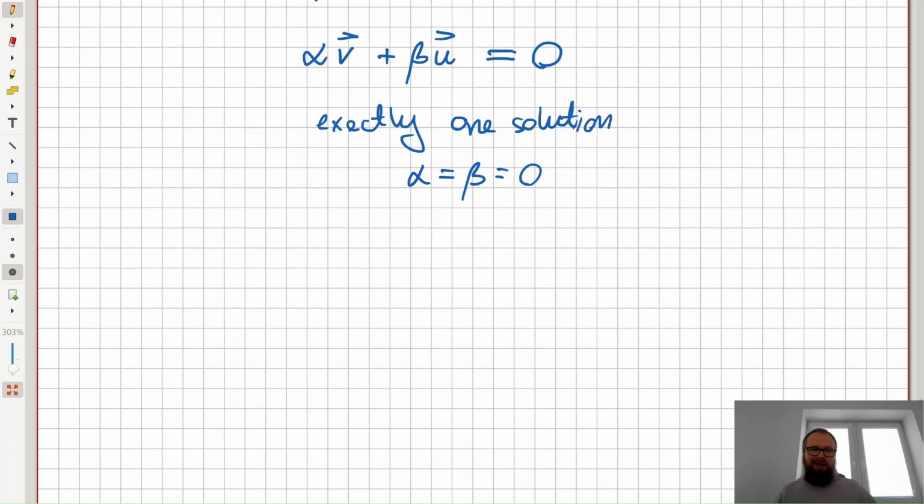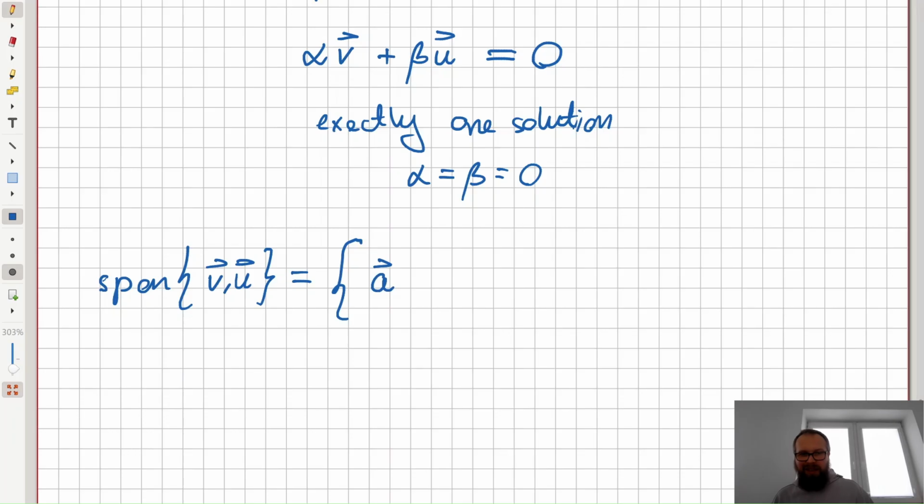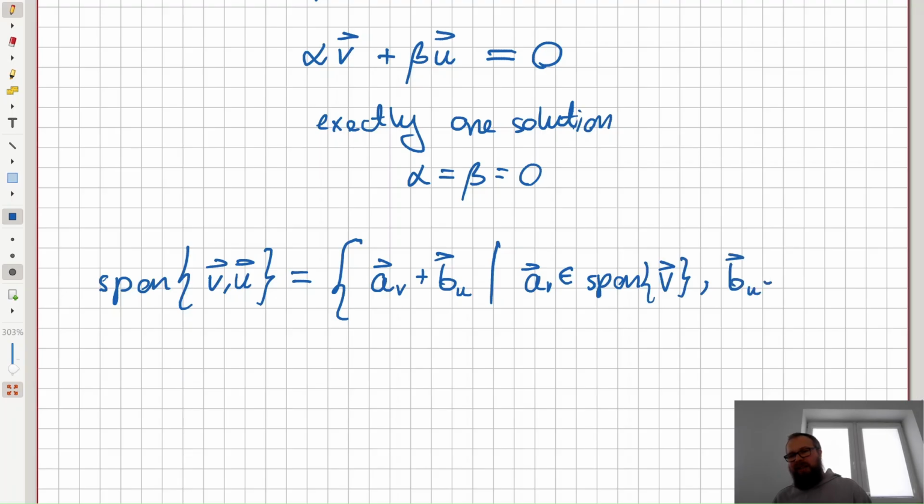So let me write it like this. Span of V and U. So I take two linearly independent vectors. So this will be a set. Let me write it formally, because this is what I do. Maybe like this: the set of aV plus bU, such that aV is an element from the span of V, and bU is taken from the span of U.